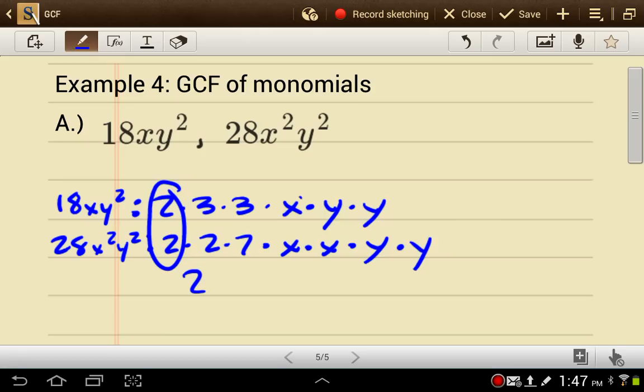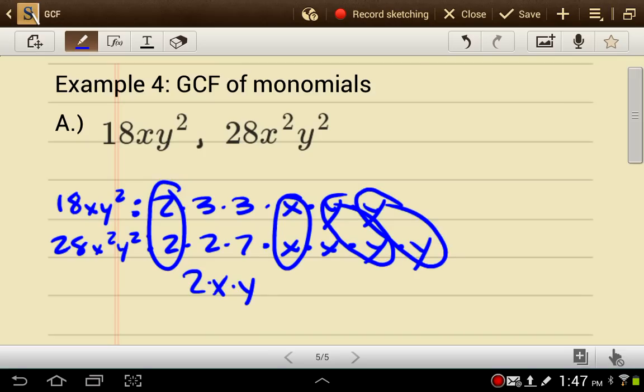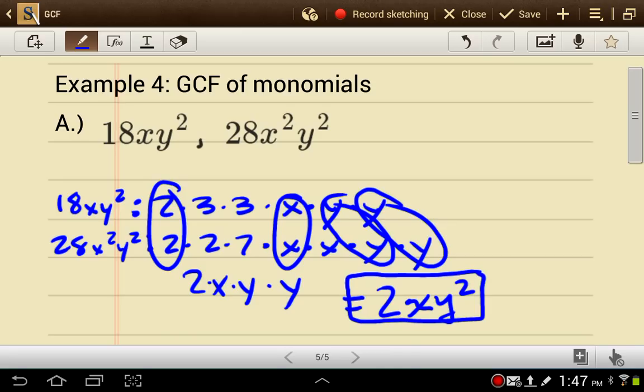Okay, look down here. We have x in common. 2x. I have 1 y in common. Times y. I have a second y in common. Times y. So there it is. I multiply all that. Now I'm going to use exponents in my final answer. 2xy squared. And I don't put a multiplication symbol between my variables and my numbers. I can when I'm working, but as a final answer, we don't write it. 2xy squared. That is the GCF of 18xy squared and 28x squared y squared.